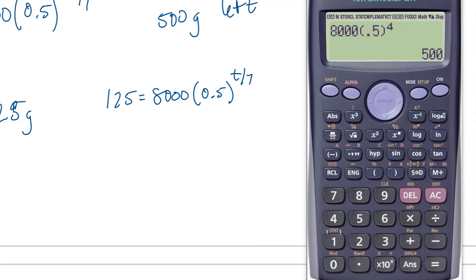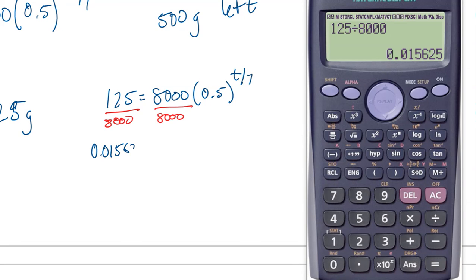So what do we do? Divide both sides by 8,000. Now 1 over 64, if you're good with your numbers, that number might actually be useful. I'll let you think about that. I'm going to use the decimal. So this is 0.015625 equals 0.5 to the t over 7.